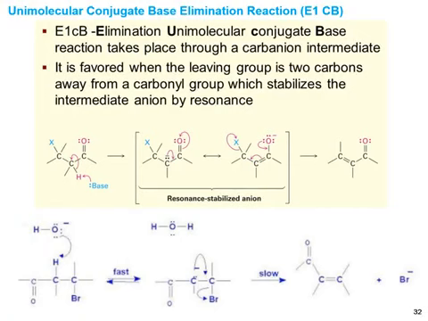The next type is the unimolecular conjugate base elimination reaction. The difference between E1 and E1Cb is only that in E1Cb the resultant product has a conjugated olefinic double bond. Here you can see an example of a conjugate base elimination reaction: the olefinic bond which is conjugated with the carbonyl carbon. In both examples you can see this clearly here.